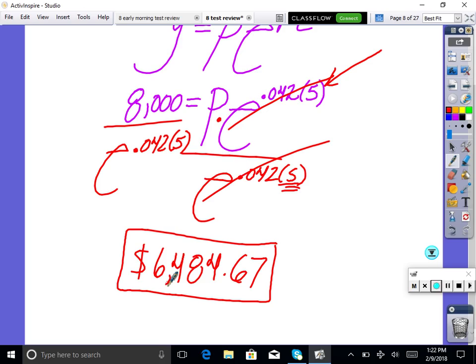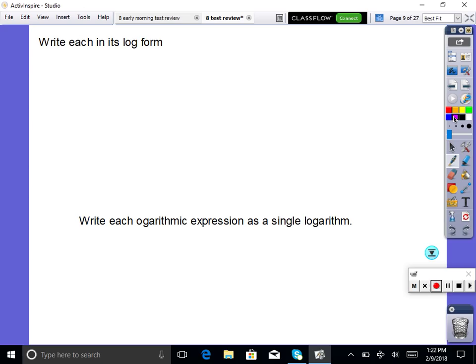So that kind of makes sense. If you get this outrageous answer, then you've done something wrong. So think about it. Your answer should make sense because they're like real world problems.